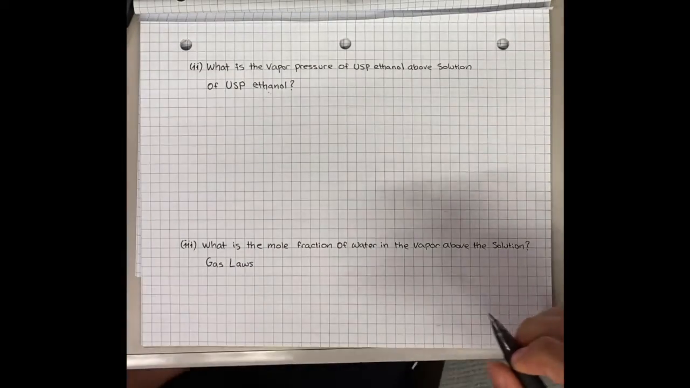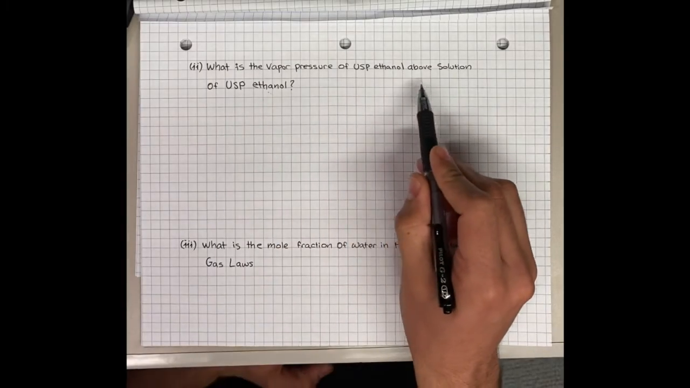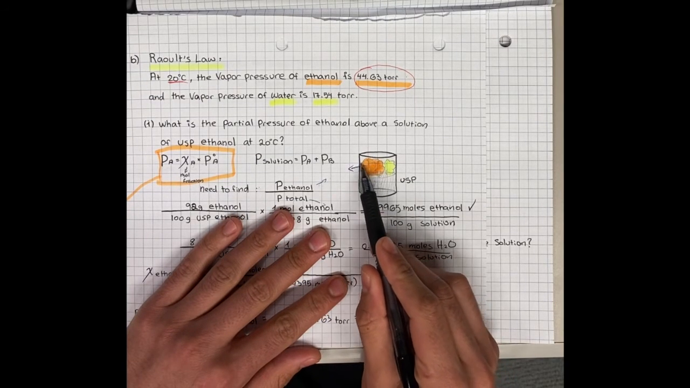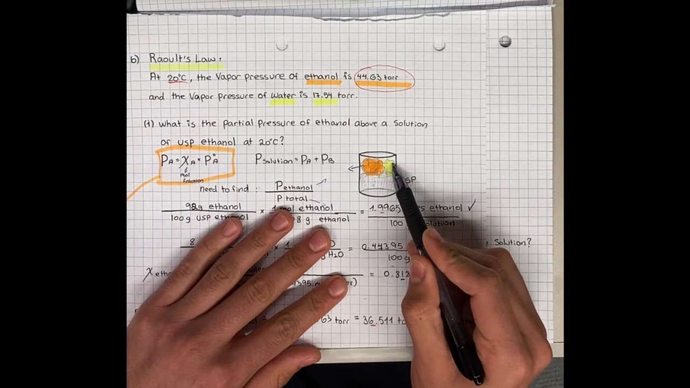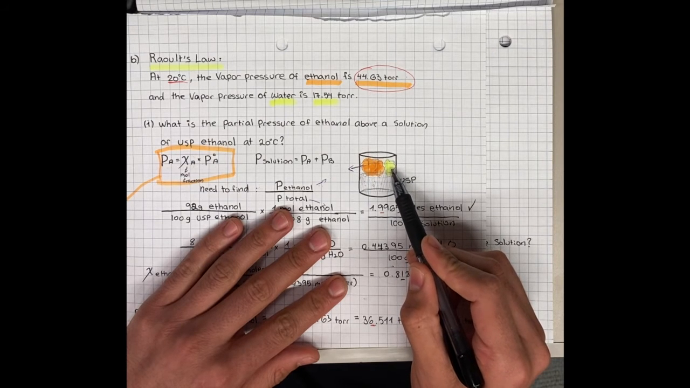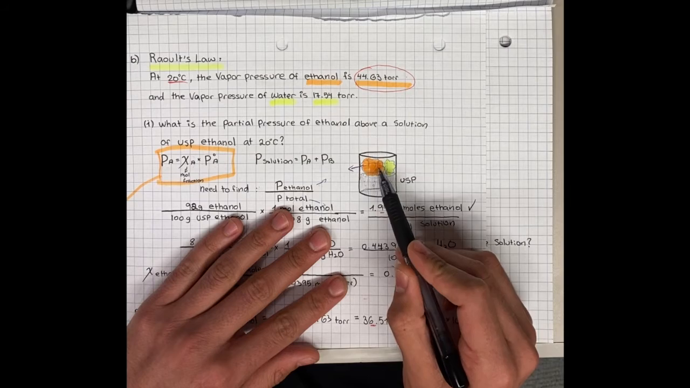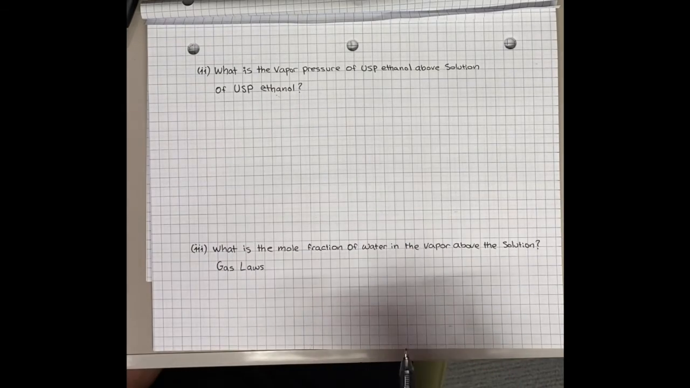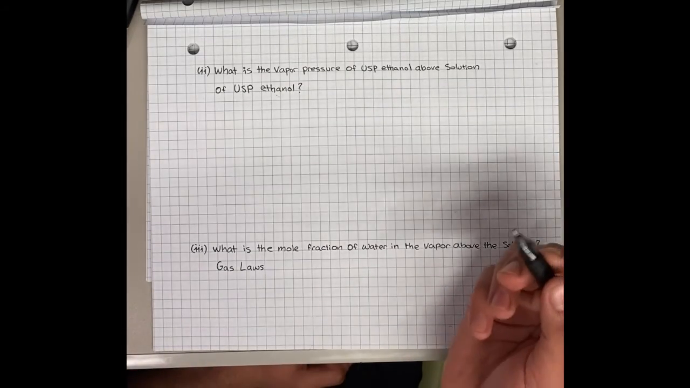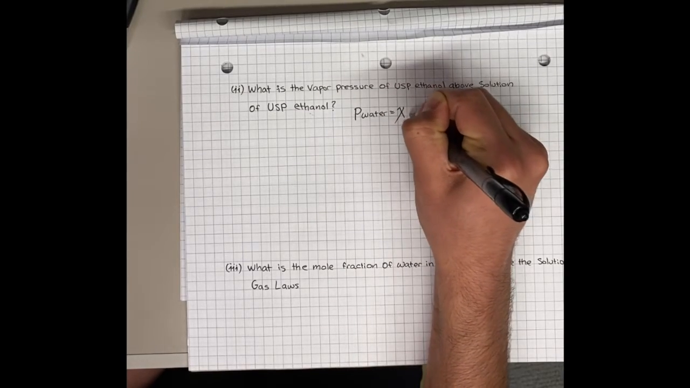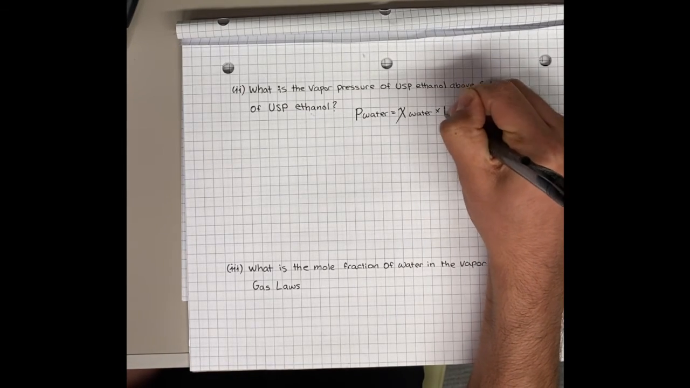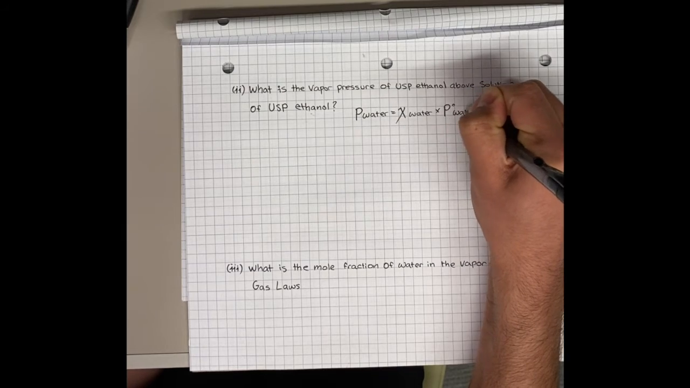In this section, I'm being asked, what is the vapor pressure of USP ethanol above a solution of USP ethanol? So if this is my solution and this is the vapor pressure due to ethanol and this is the vapor pressure due to water, I'm asked for the total vapor pressure, which is the partial pressure of water plus the partial pressure of ethanol. I found the partial pressure of ethanol, and now in order to find the total pressure, I need to find the partial pressure of water, which I know equals the mole fraction of water times the vapor pressure of pure water, when it's not in the solution.